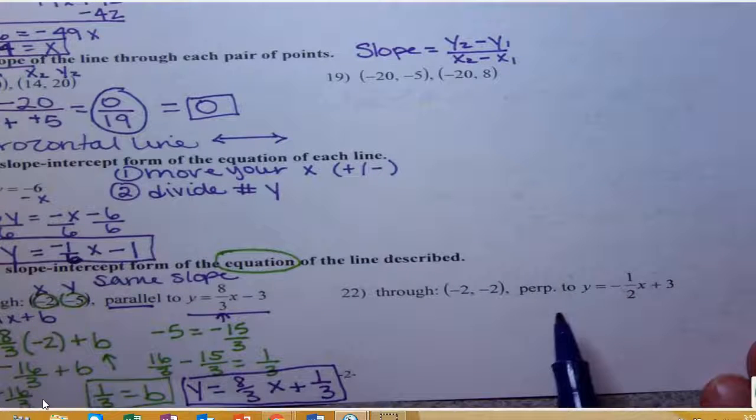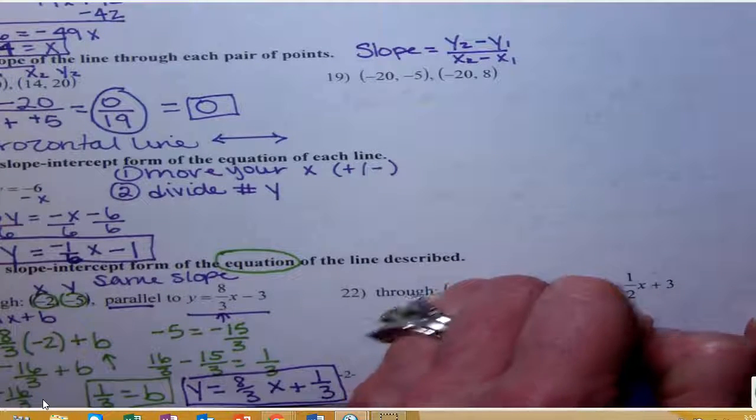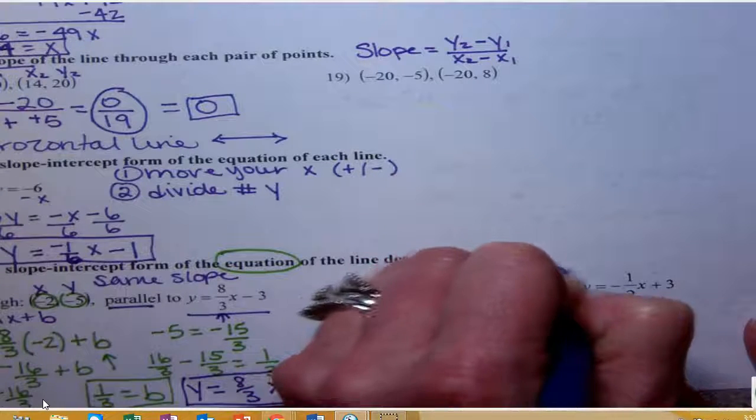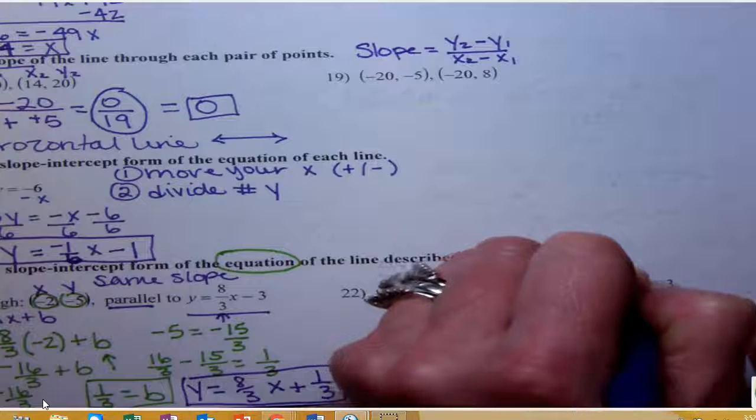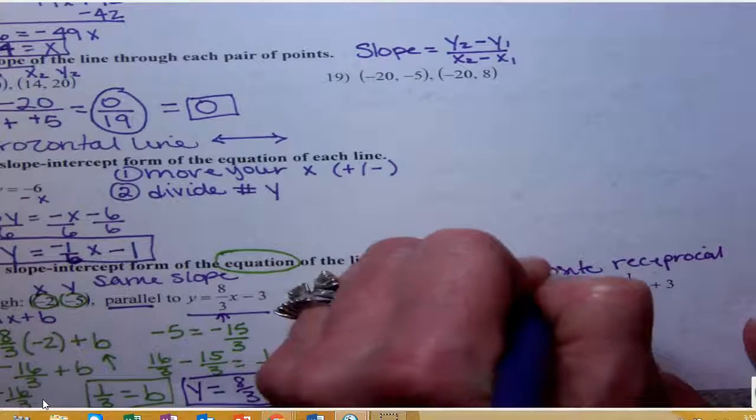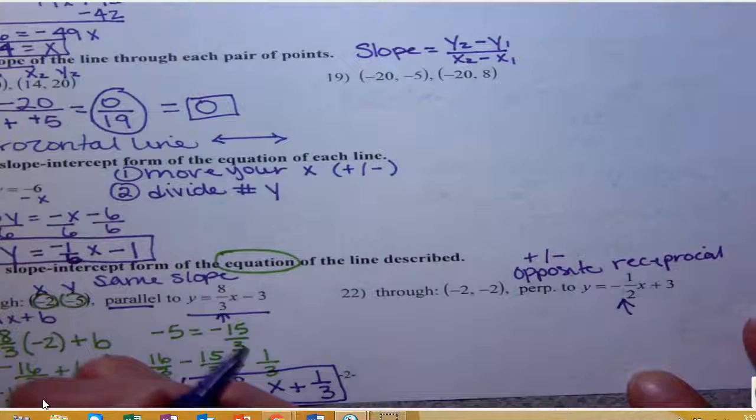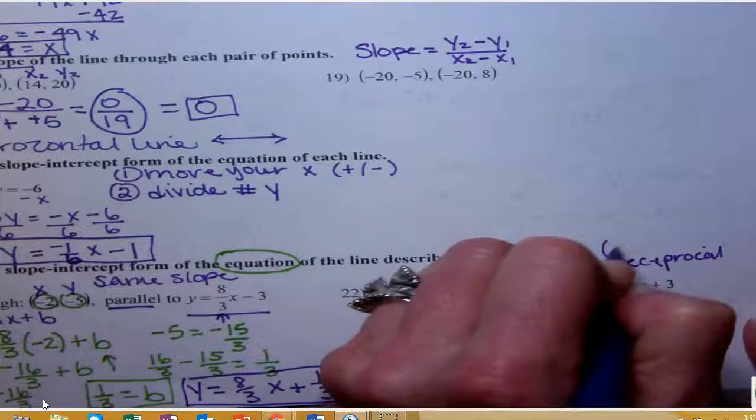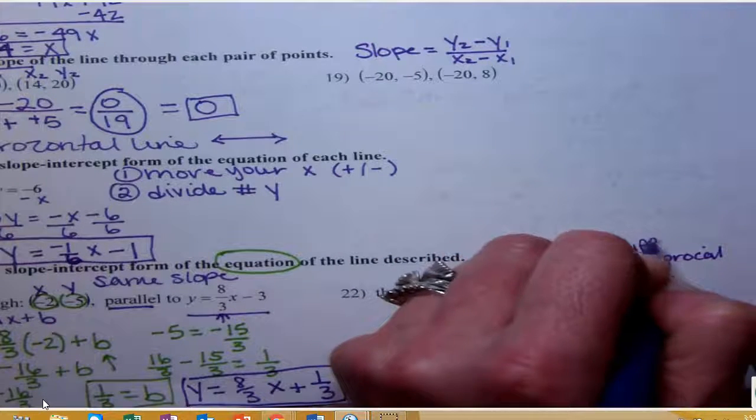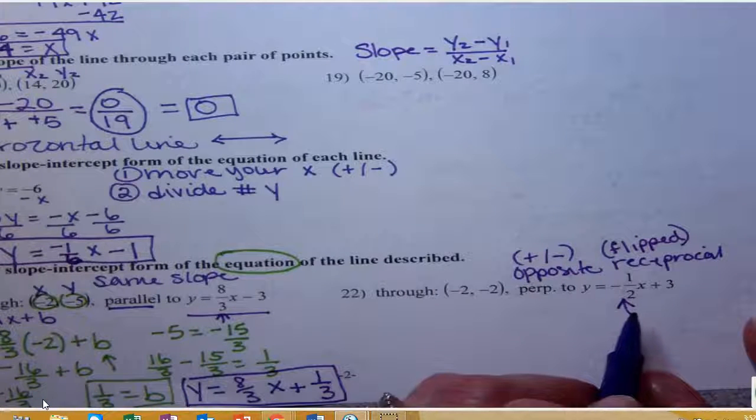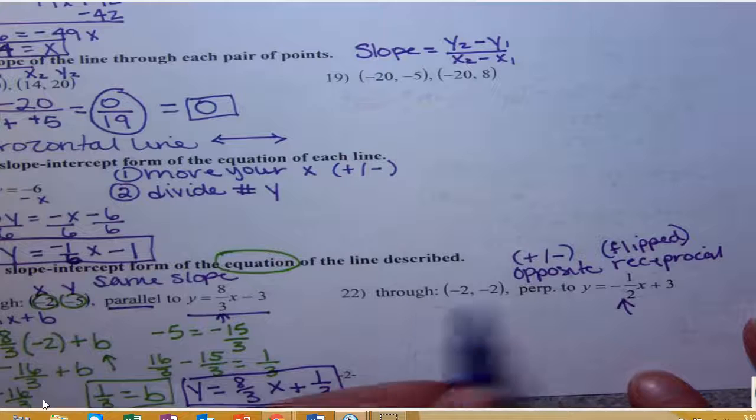Okay? I'm not going to do this one for you, but I am going to tell you that the slope of a perpendicular line is the opposite reciprocal, which means that if it's positive, it becomes negative. If it's negative, it becomes positive. And it gets flipped upside down. So the slope of this line would be the opposite reciprocal.